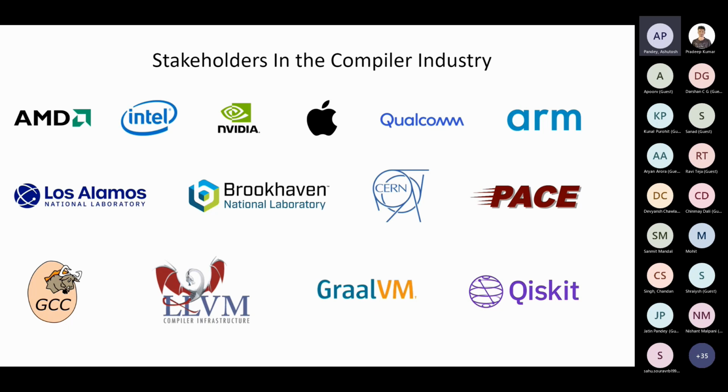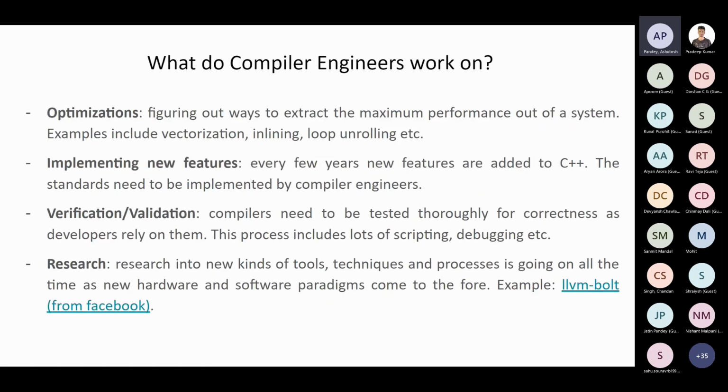Then there are the open source compilers such as GCC, there's LLVM, there's Oracle's GraalVM infrastructure, which uses Truffle for creating new language frameworks, and there's Qiskit, which is for quantum computing. Before we move on to the next part, a little bit on what compiler engineers actually work on on a day-to-day basis. What kind of things do we work on?